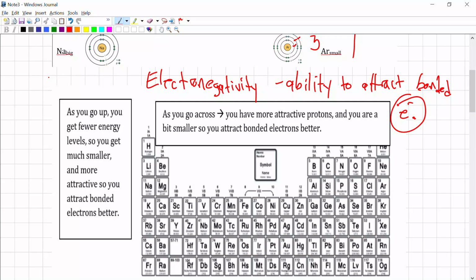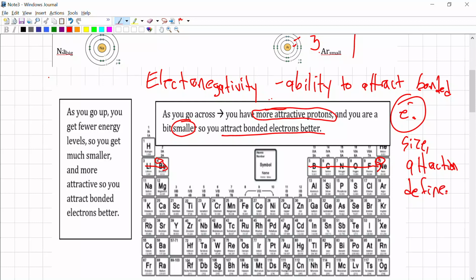Notice electrons I abbreviate as E negative. So if they're negative, that means they're going to be attracted to positive things, right? So as you go across lithium to beryllium, you have more attractive protons. Instead of 3, I have 4. Instead of 3, I have 5, 6, 7, 8, 9, 10. So see how this would be the most. You have more attractive protons, and you're a little bit smaller. Remember how I talked about it gets smaller? So more attractive protons, smaller, so you attract bonded electrons better. Notice how we talk about size, attraction, and then we define the trend.